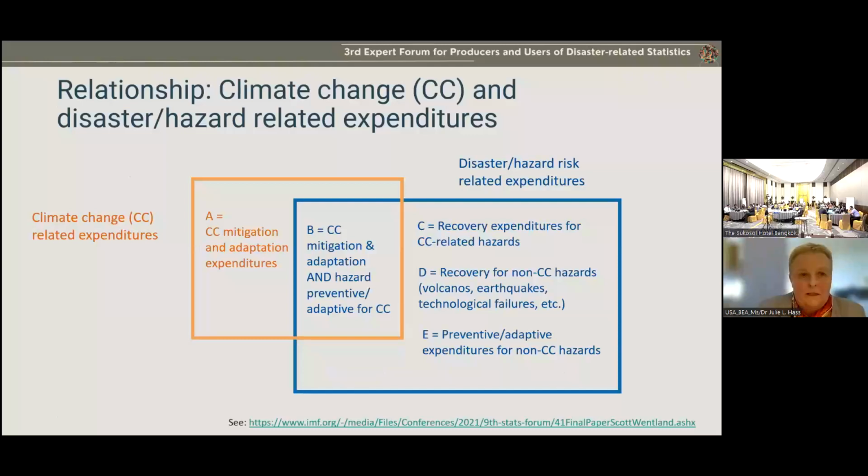I like to have pictures in my head, and I try to sort things out and figure out how different things relate to each other. So here I've tried to look at what kinds of expenditures are related to climate. There are two main categories there, the mitigation and adaptation expenditures. And then we're talking about the relationship of these to hazards. There are certainly overlaps between these two concepts, and some that are not related to each other either.